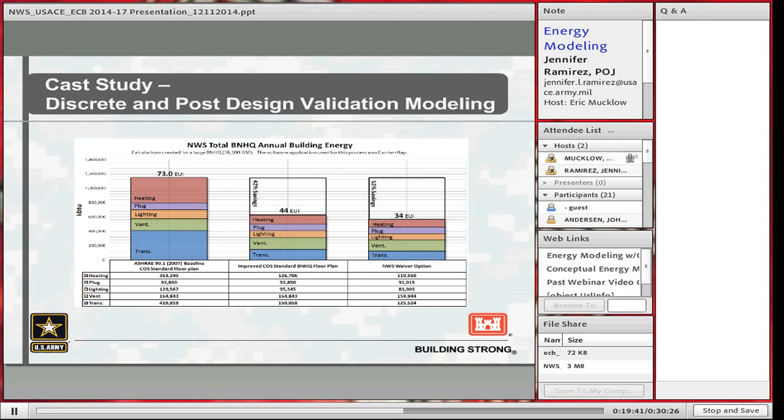Are there certain technologies or building design strategies that you see come up again and again as being the most effective in reducing energy usage?